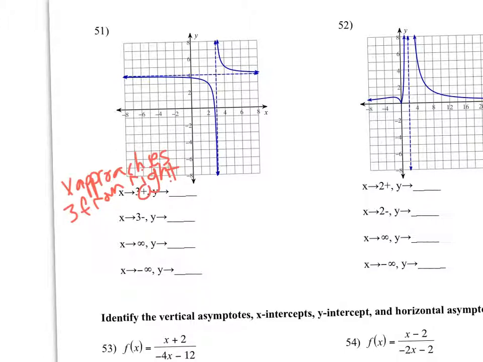That's what that plus means. So we're looking as x goes to the right, what's happening? Since y is going up, y goes to infinity. The second one is from the left. Oh, let me actually do that in green. And as we approach 3 from the left, we're going to end up with negative infinity because we're going down.